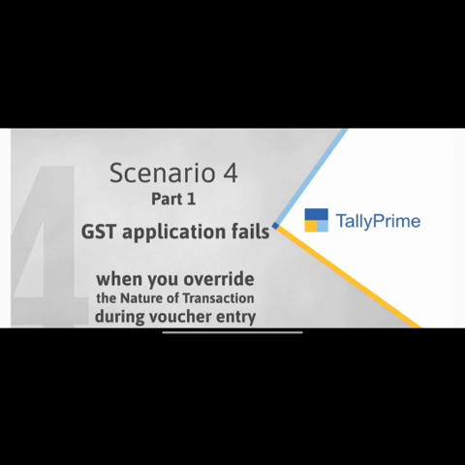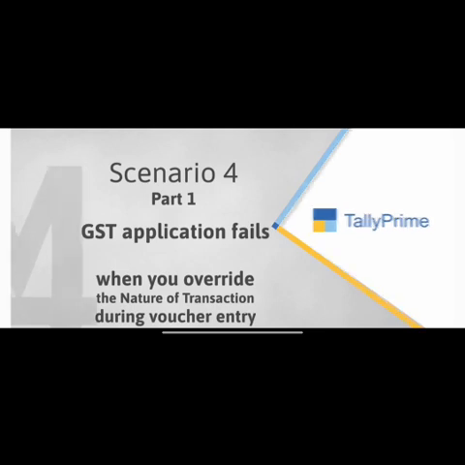In case you have configured nature of transaction in sales ledger and want to change the nature in one of the transactions, Tally Prime allows the same. However, due to the change in the nature, the GST is not calculated if the tax ledger is not changed to suit the change in nature. For example, if you change the nature from local to interstate, then you have to select IGST ledger instead of CGST and SGST, and vice versa, for Tally Prime to calculate tax.